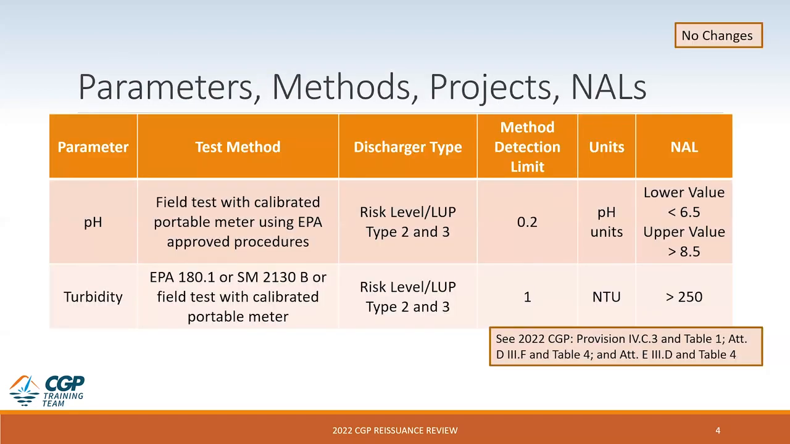As I mentioned, there have been no changes to the parameters and methods and the project types or the numeric action levels. The permit continues to focus on using calibrated field meters for the measurement of pH and turbidity, and the NAL values remain the same, 250 NTU for turbidity and a pH range of 6.5 to 8.5.